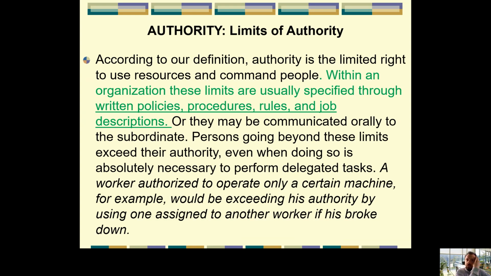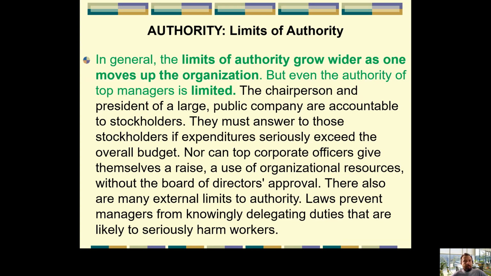And usually all relationships connected with authority are assigned through some written procedures, some rules, and job descriptions. And you have to understand that everybody, even top management, has some limits of authority.